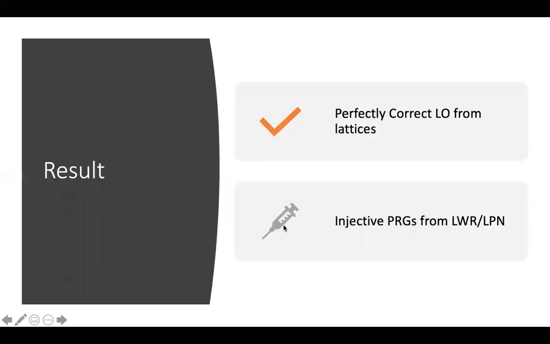And now, coming to the results of the paper, we constructed perfectly correct lockable obfuscation by modifying the previous construction from lattices. And in order to do this, we also had to construct injective PRGs from lattices. So we gave two constructions of injective PRGs as a side result. The first one is from the learning with rounding assumption, and the second one is from the learning parity with noise assumption.